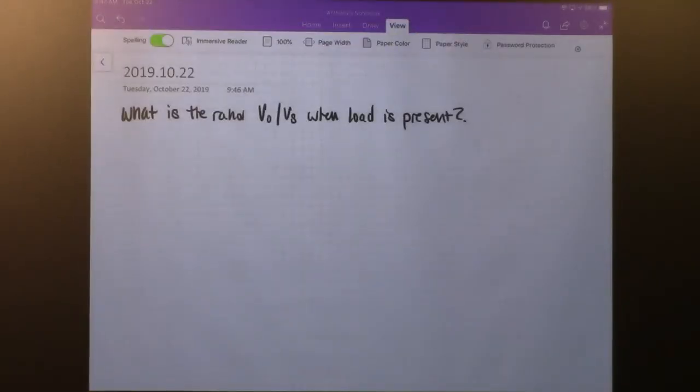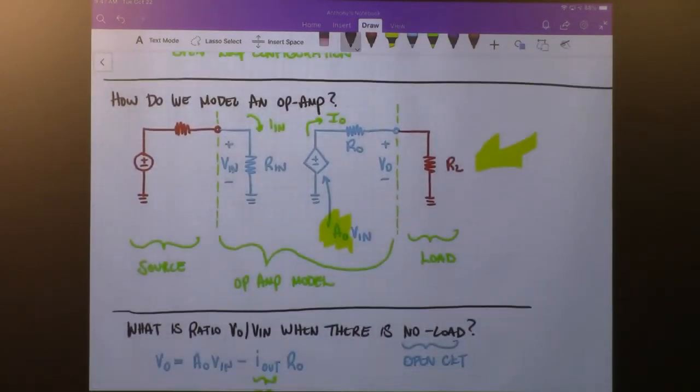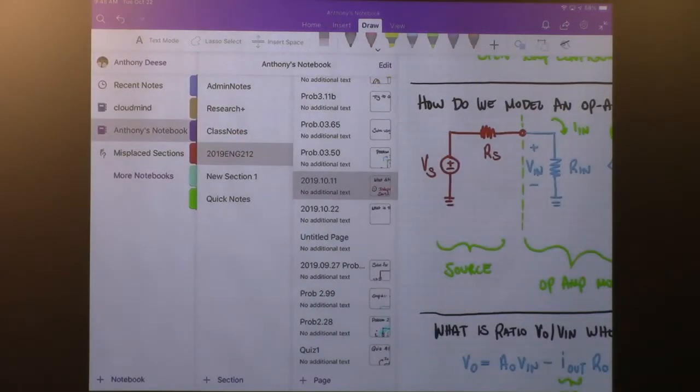And so in order to do that, I'm not going to redraw the circuit again. Let's go back and take a look at the one from last time. So we're still using this circuit right here. Okay, so there's two separate circuits that we need to look at. Let's take a step back for 1 second.